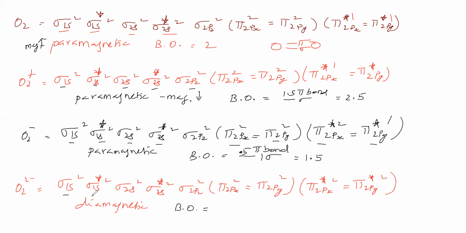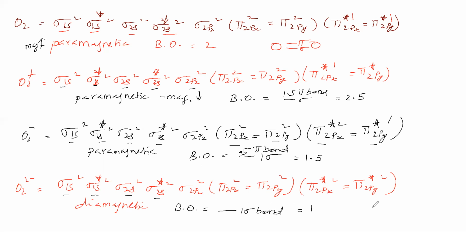Now we can say sigma 1s and sigma star 1s cancel, sigma 2s and sigma star 2s cancel. The sigma 2pz gives one sigma bond. Pi 2px and pi star 2px cancel, pi 2py and pi star 2py cancel. Therefore, only one sigma bond is there. Therefore, the bond order is 1.